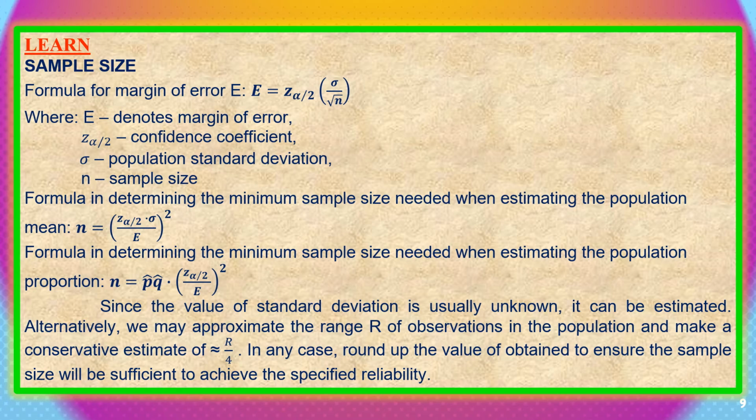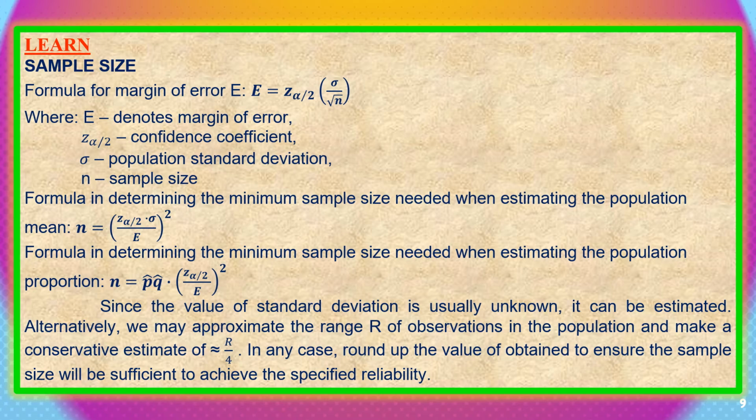So our formula in determining the minimum sample size needed when estimating the population mean is n equals the quantity Z sub alpha over 2 times standard deviation over E, squared. So the formula in determining the minimum sample size needed in estimating the population proportion is given by n equals p hat times q hat times the quantity Z sub alpha over 2 over E, squared.